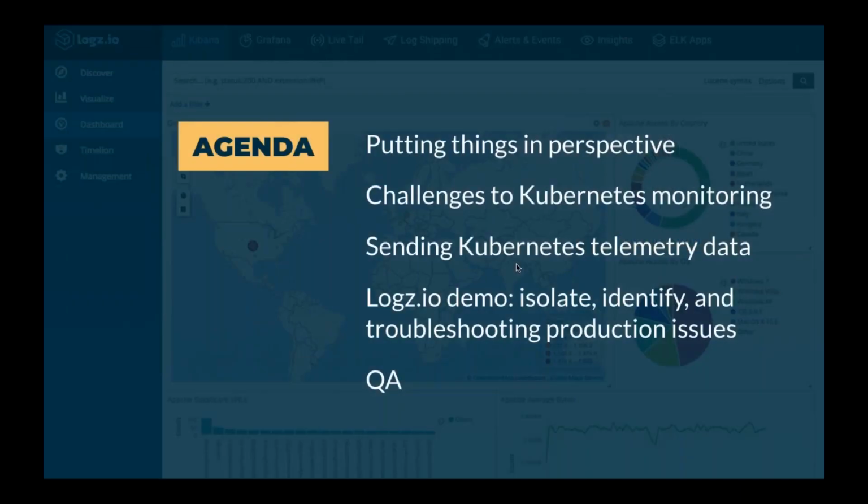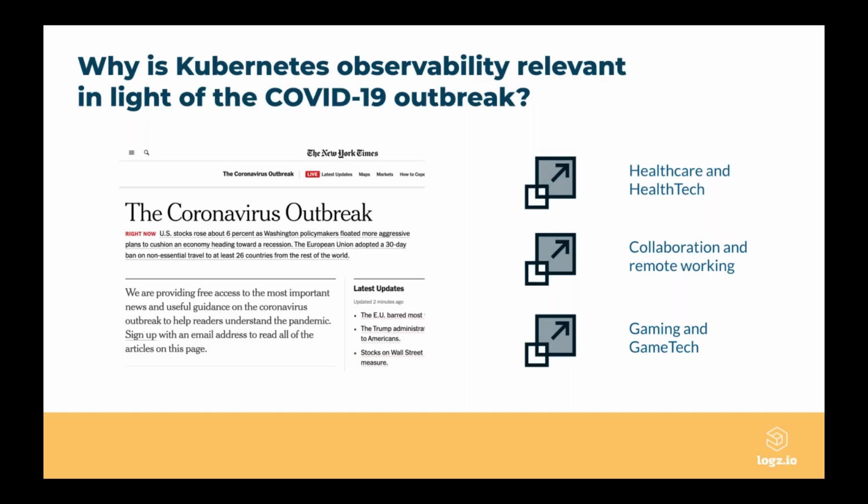Just want to go through a quick agenda. First off, we're going to put things in perspective in light of the COVID-19 outbreak. Then we'll go through some challenges to Kubernetes monitoring. After that, we're going to go through how to send Kubernetes telemetry data. I need to do that before you start monitoring it. Then we'll go into a Logz.io demo where we're going to learn how to isolate, identify, and troubleshoot production issues in Logz.io. After that, we're going to have a QA session where I'll answer all your questions. All right, let's get started here.